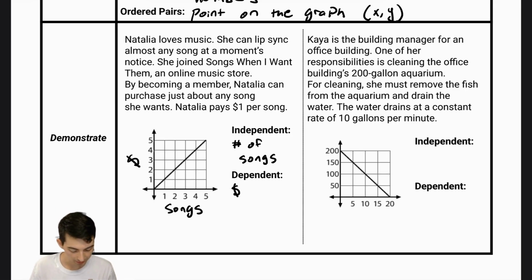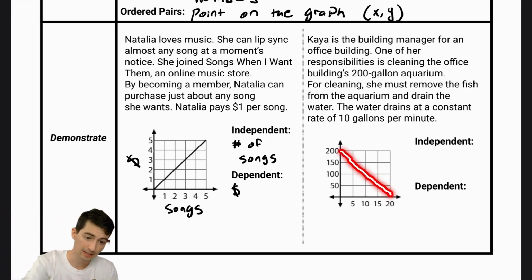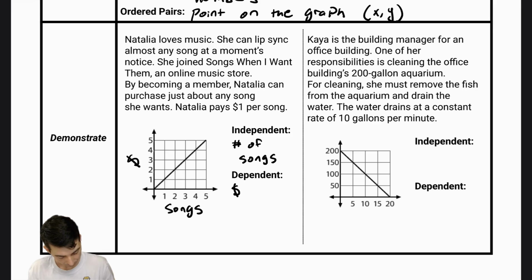Second example here, Kaya is the building manager for an office building. One of her responsibilities is she has to empty out this 200-gallon aquarium. And so she has to obviously remove the fish. And so the water drains at a constant rate of 10 gallons per minute. And so we think, what's the independent and the dependent variable, right? So I see that obviously the water is draining out, the water is decreasing, right?